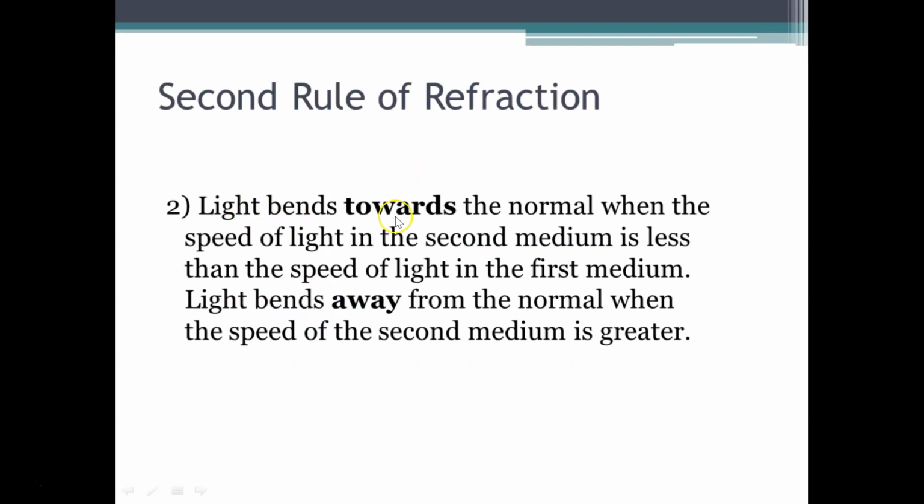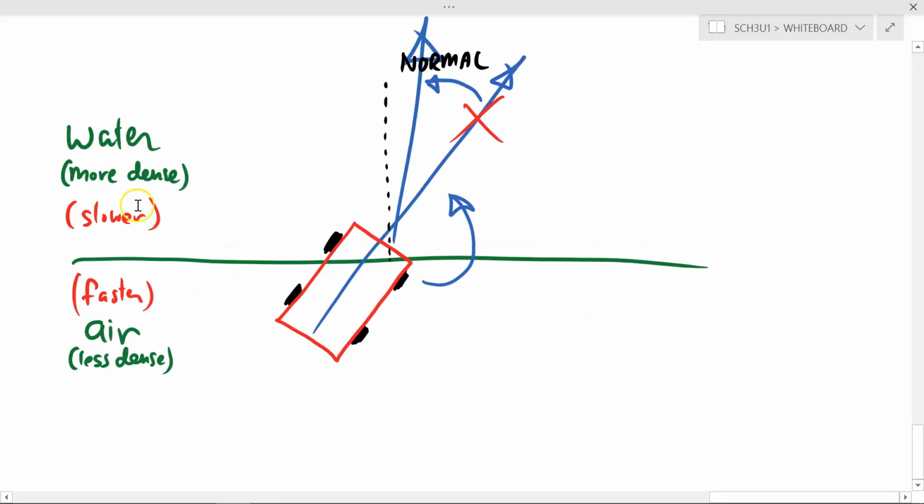So again, light bends towards the normal when the speed of light in the second medium is less than the speed of light in the first medium. So the speed of light in the second medium is less than the speed of light in the first medium. It now bends towards the normal.